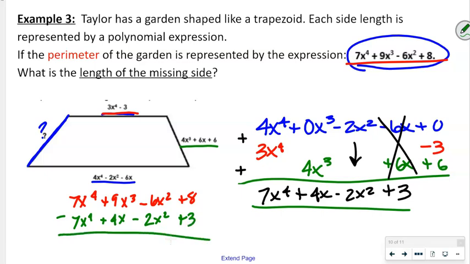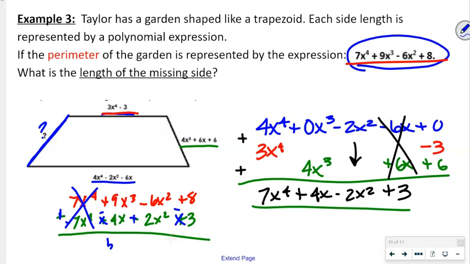Now remember, we are subtracting it, right? So that means we're going to change the signs. That's going to end up being a minus. That's going to end up being a plus. That's going to end up being a minus, okay? And then we're going to make that a plus, okay? So these two cancel each other out, right? What is 9 minus 4?